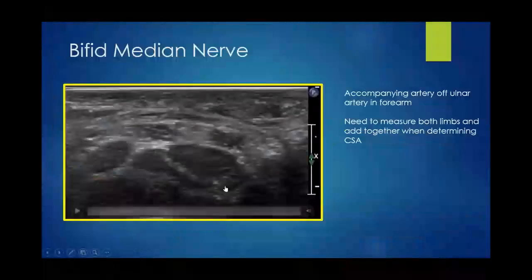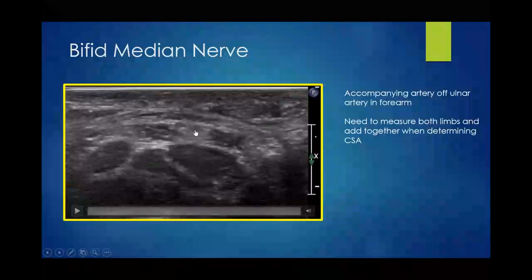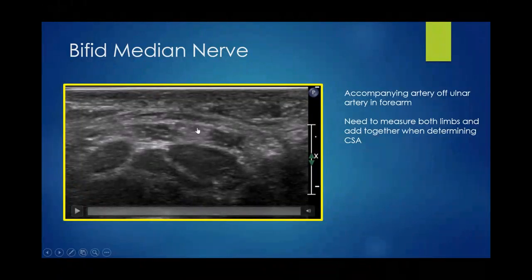Of course, there's always going to be variations in anatomy, and so you may see patients with a bifid median nerve. So here is one limb of the median nerve, and here is the second. Faintly here you can see the presence of a persistent median artery, which is a branch off the ulnar artery at the level of the elbow.